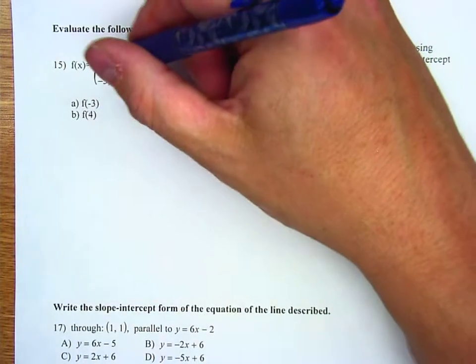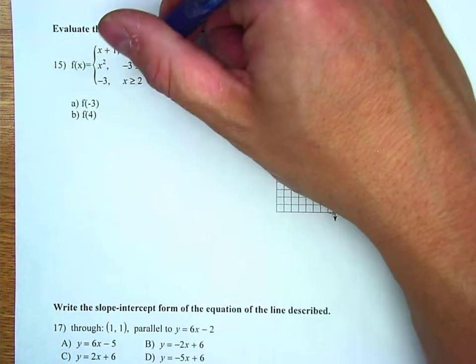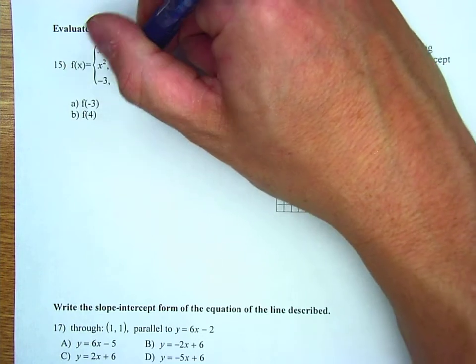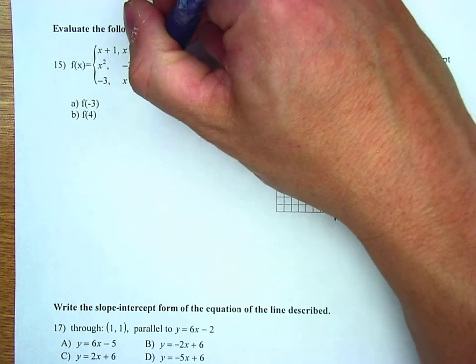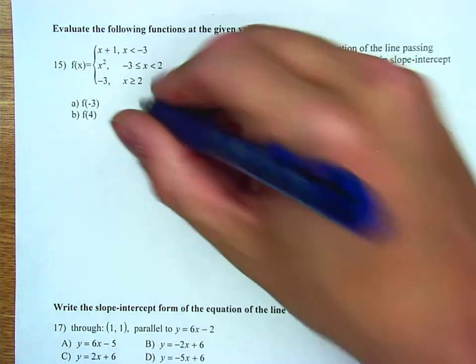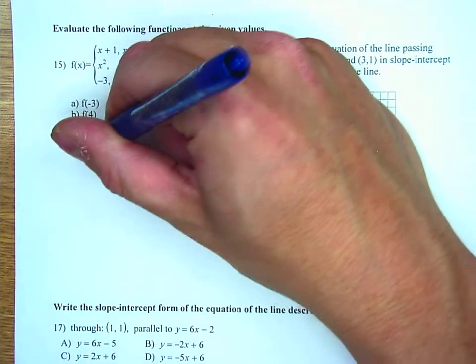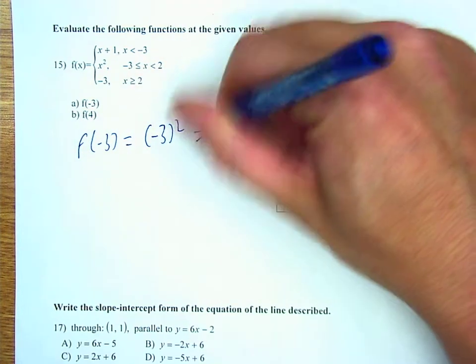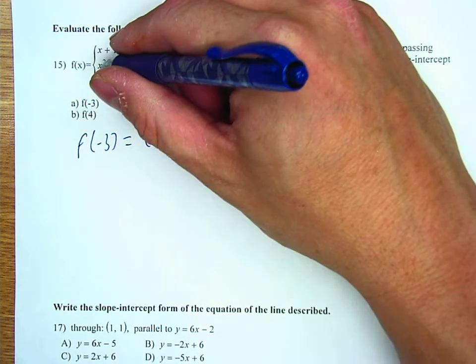Evaluating functions. So -3 here is going to go into the x squared, because that's where we use -3, since it's from -3 to 2, including -3 but not including 2. So f of -3 will be the quantity of -3 squared, plus 9. Remember, these go in as quantities.